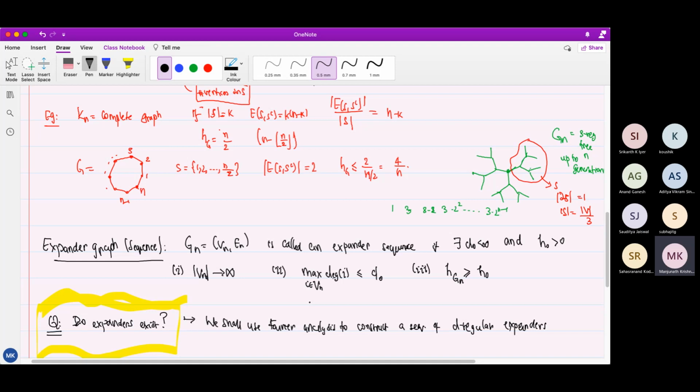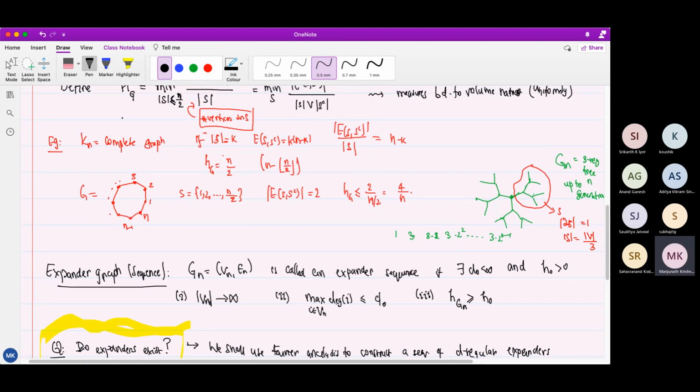But the maximum degree should also not grow. If we don't drop this, then we have easy examples like the complete graph, which has expansion that is in fact growing. The expansion h_G is in this case something like n by 2. It's in fact growing. But we want the maximum degree to be D.